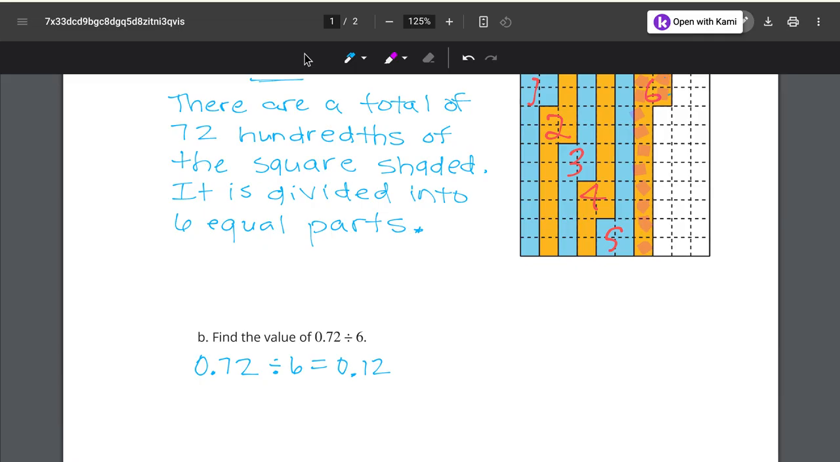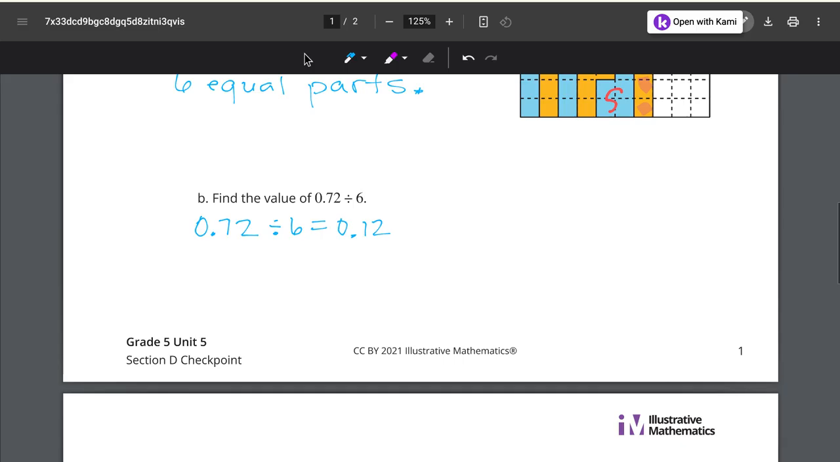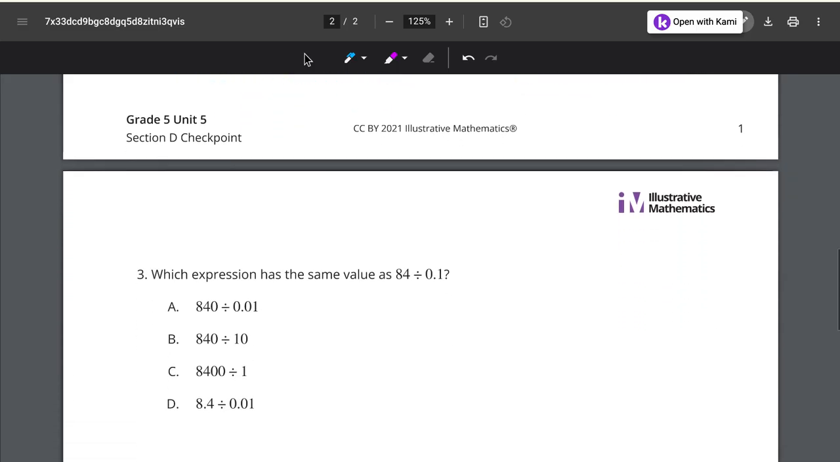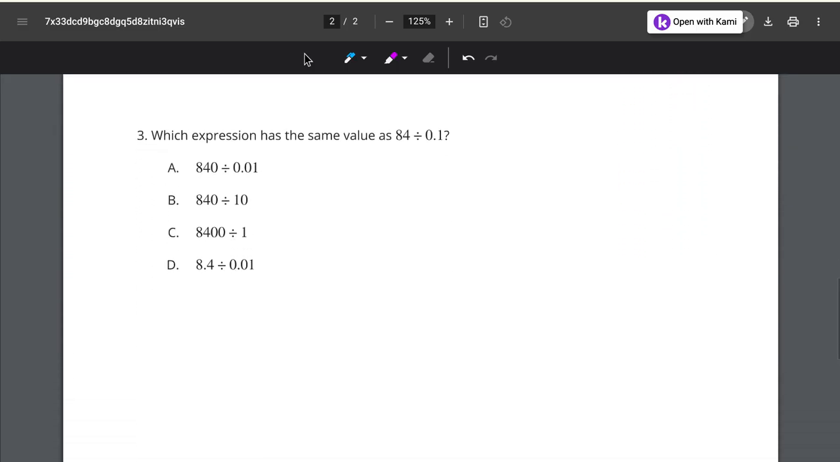We don't have to write an explanation for 2B. Instead, it is sufficient to give our answer, which we have. We simply were asked to find the value. Our last question for this checkpoint is to take a look at the expression that we are given and to figure out which one expression that is listed has the same value.